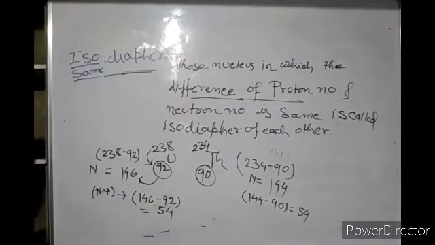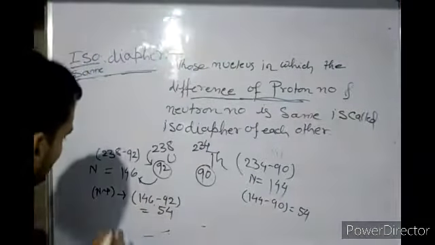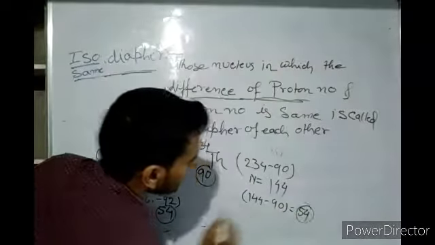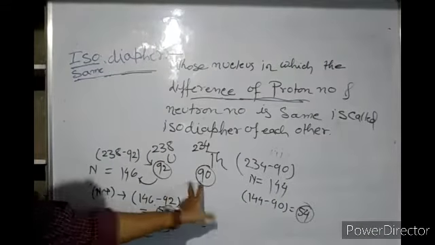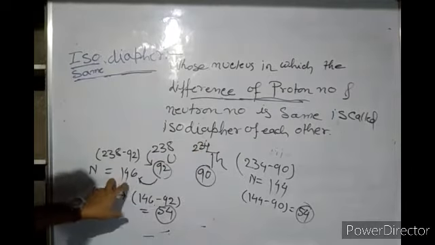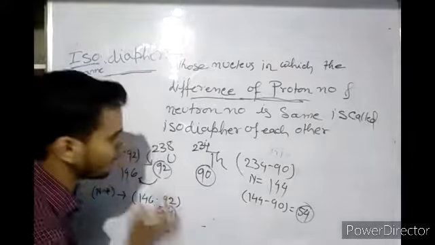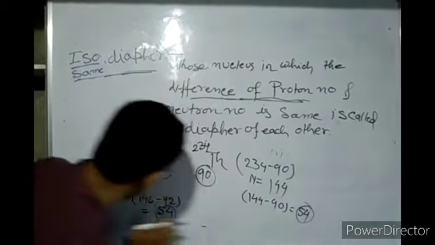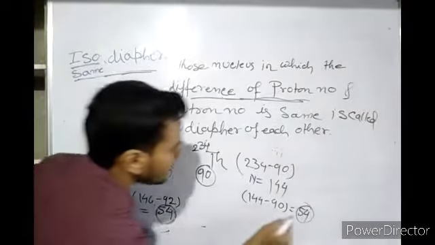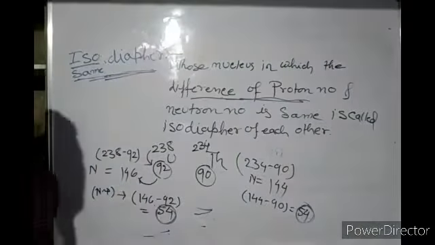We see that in the definition, the difference of proton number and neutron number should be the same. Here the difference is 54, and here the difference is 54. In these two nuclei, the proton number, mass number and neutron number are individually different. But the difference of proton and neutron number is the same, 54. So these two nuclei are called isodiaphers of each other.